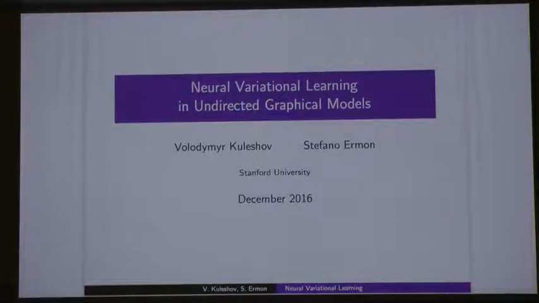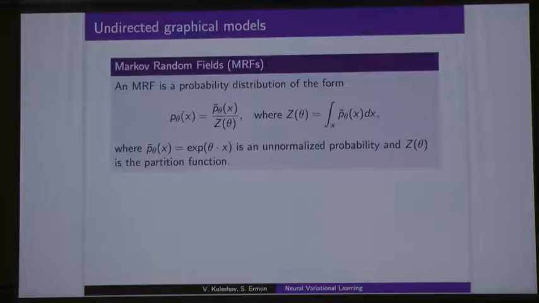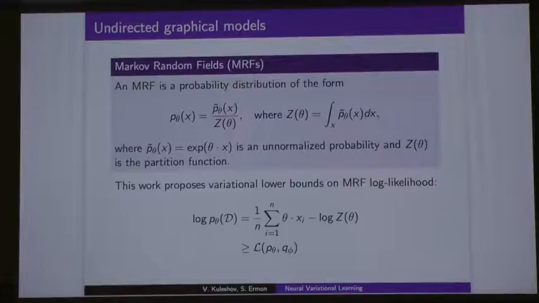So basically, what this work is about is that in machine learning, many problems of interest are best described using the language of undirected graphical models, such as an MRF. But these models are often intractable because we have to deal with the partition function Z. And here we propose a technique for working with such models that involves a variational lower bound on the log likelihood of undirected graphical models.